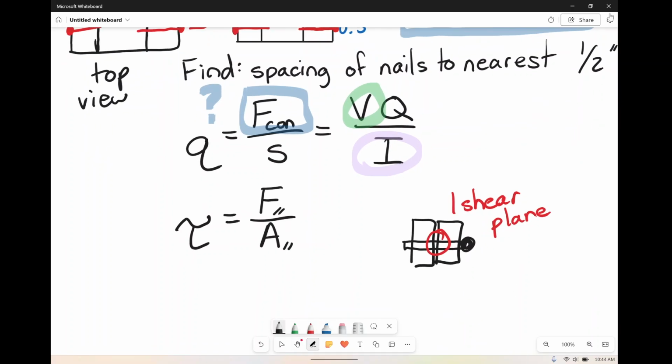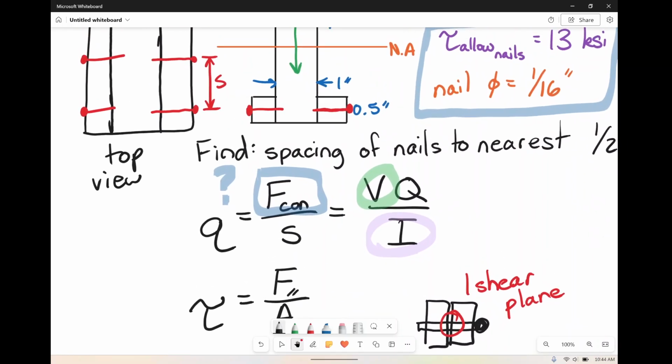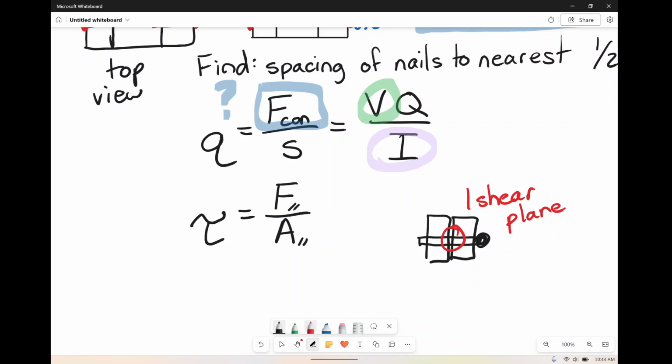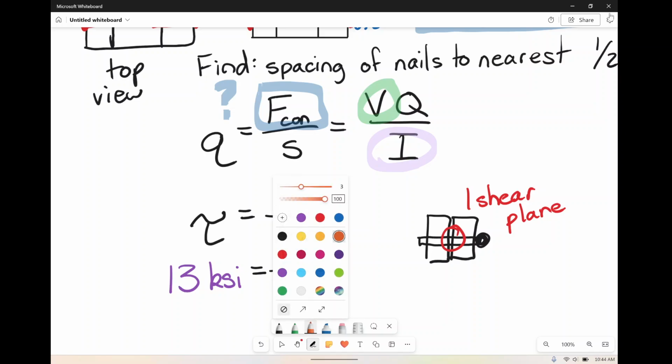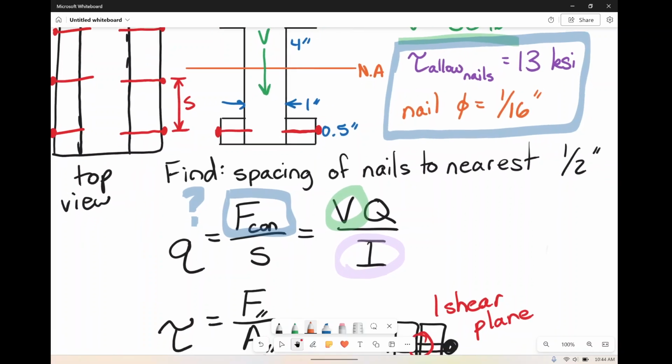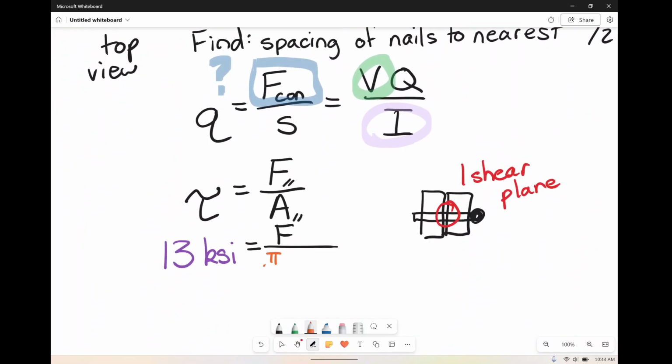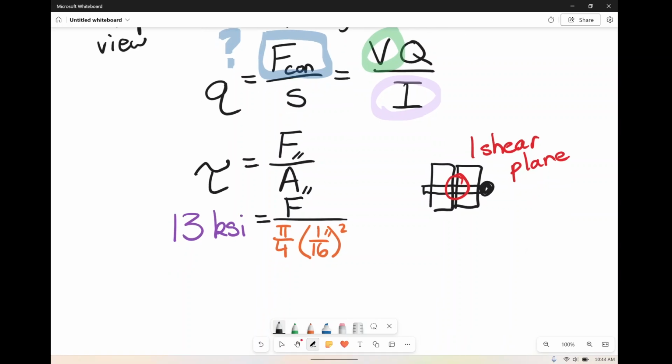So it's the same equation we used before, except we just have to find the force of the connector. We had an allowable 13 ksi equal to this force I want to find divided by the area, and they gave us a diameter of 1/16 of an inch. So that's pi over 4 times (1/16 inch) squared. So the force of our connector, our nail, is going to be 39.9 pounds. Okay, cool.